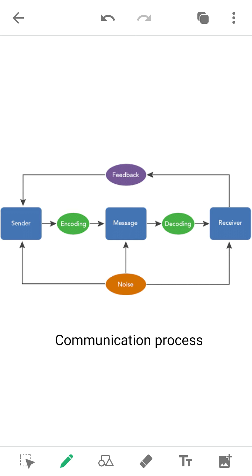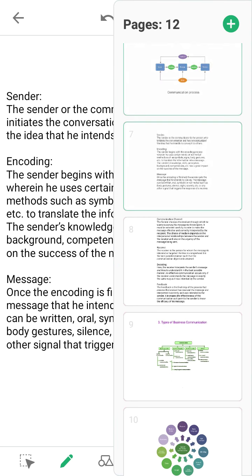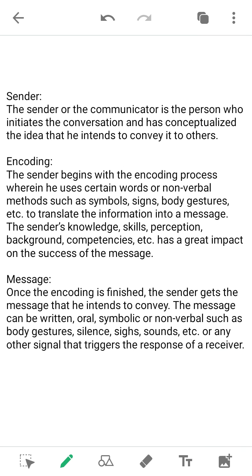Noise means the barriers. When someone sends a message, there may occur any problem. It is called the noise. And feedback, the reply of the receiver to the sender, is called the feedback. And I want to discuss the communication process in detail in the next slide. Here, sender. Please look at the slide, dear students.